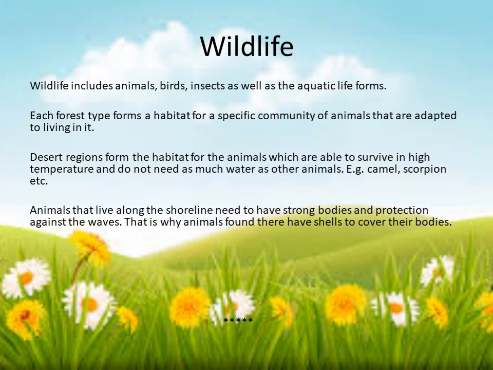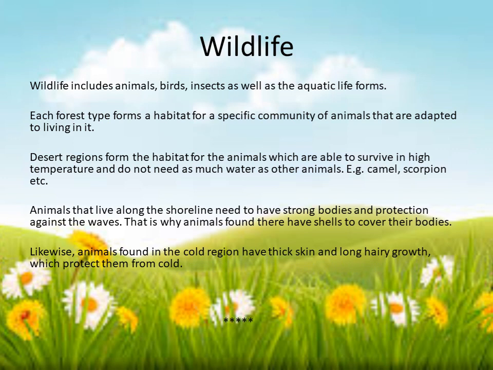Animals that live along the shoreline, have you ever cared? They need to have strong bodies and protection against the waves. That is why animals found there have scales to cover their body. For example, tortoise, crocodile, etc. Likewise, animals found in the cold region have thick skin and long hairy growth which protect them from cold. For example, yak.